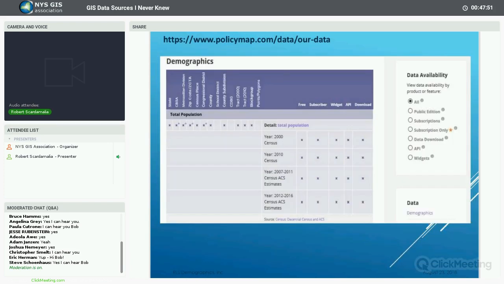And they present to you a matrix of information that gives you the geographic levels that the data set is available for, and whether it's for free or subscriber-based, and whether you can just download it or use it on your website. So PolicyMap is an important data aggregator of information.